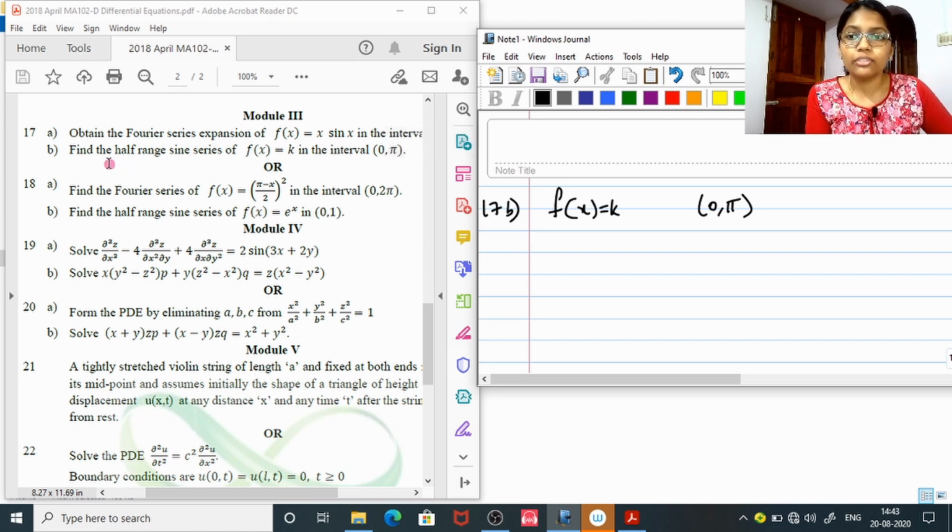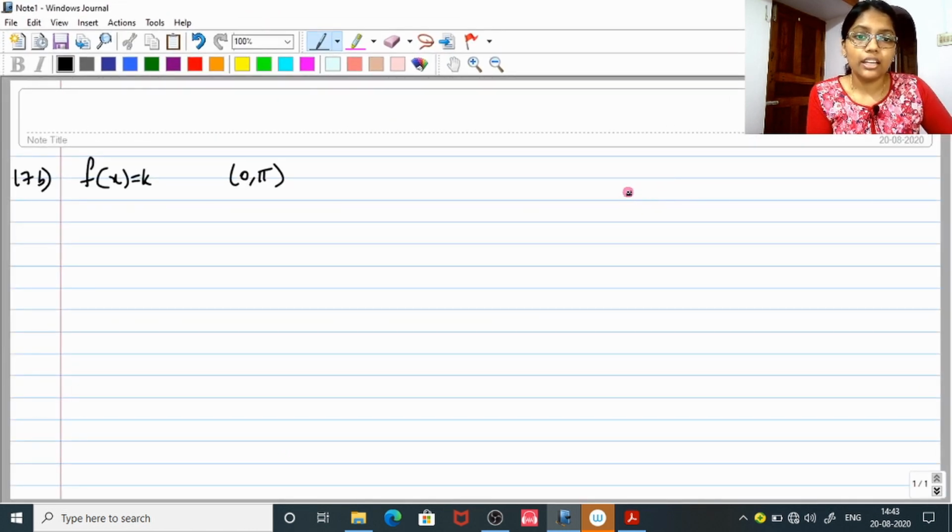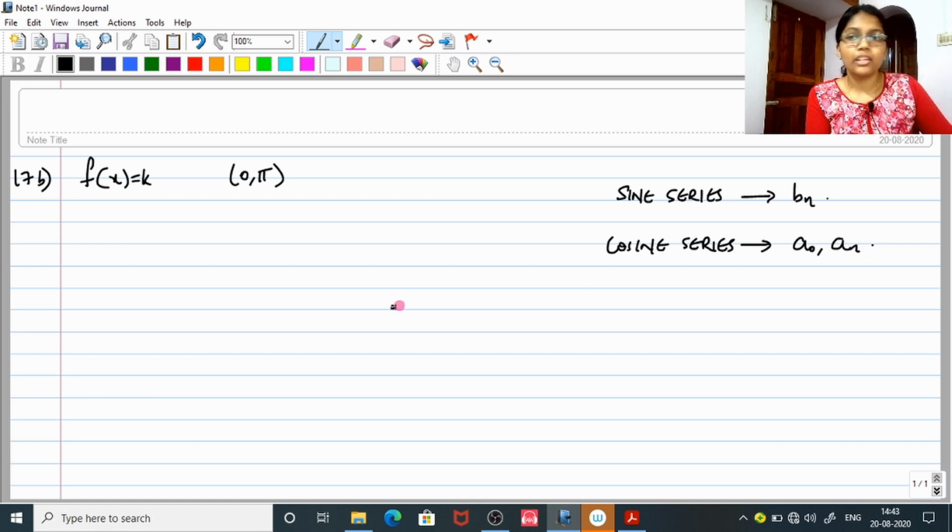They have asked us to find the half range sine series. Half range sine series is quite easy. Why? Because if you are asked to find a sine series, you just need to find Bn. If you are asked to find a cosine series, just go finding A0 and An. So the problem becomes much easier. The formula for Bn is the integral of f of x sine nx dx.